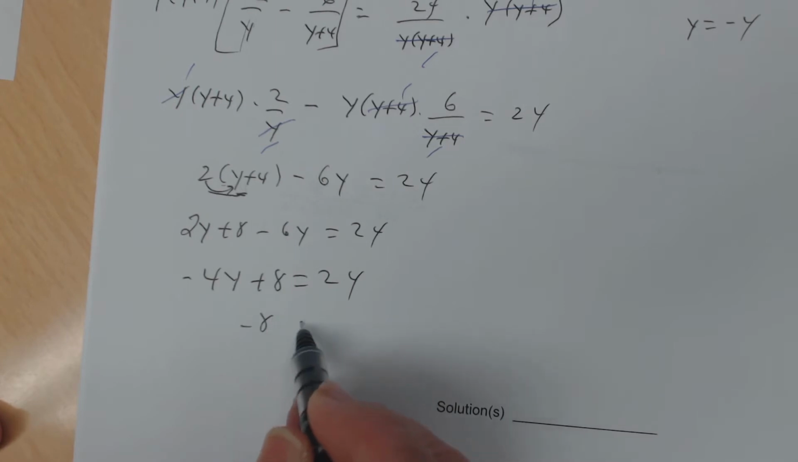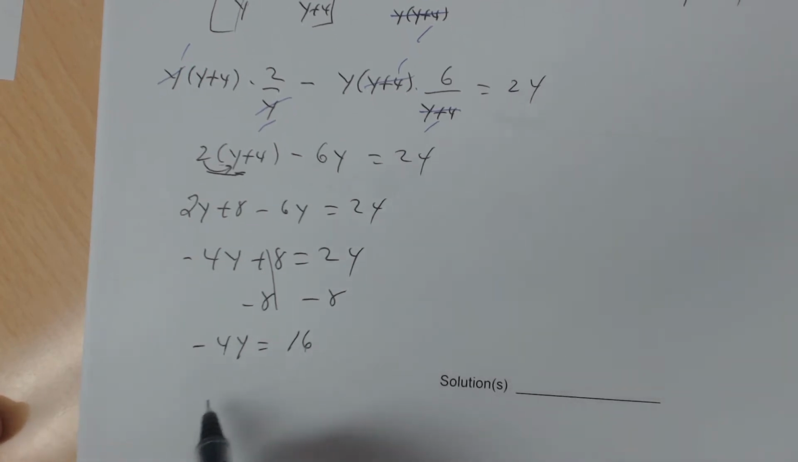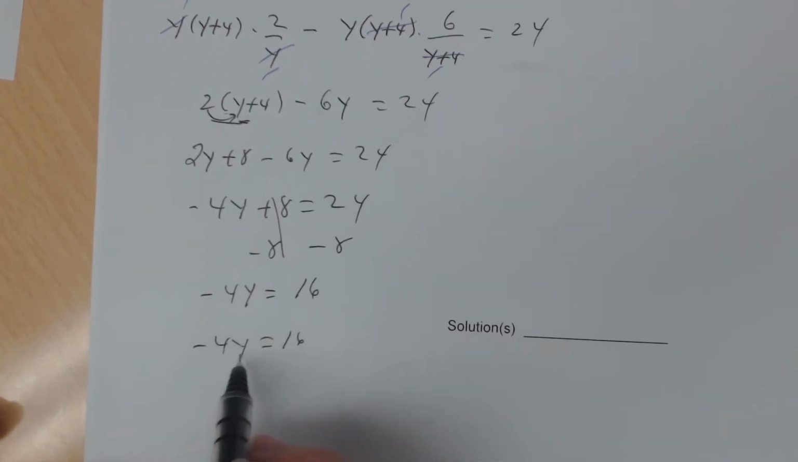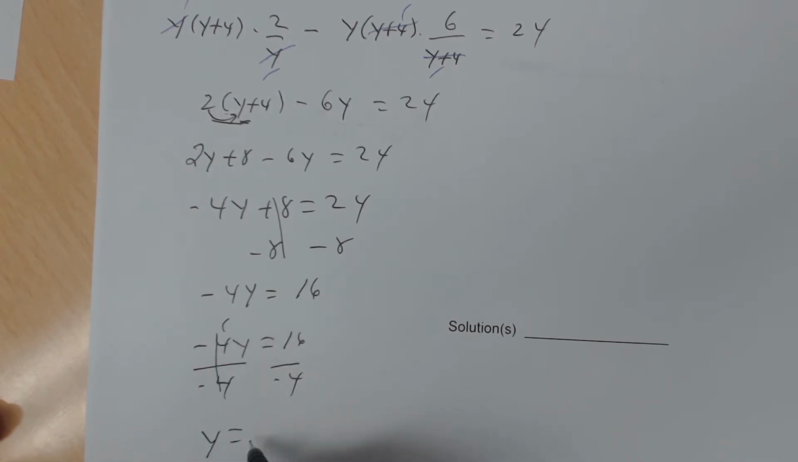So I'm going to subtract 8, and so I get negative 4y equals 16. Dividing, okay, so remember I'm trying to get y by itself. Right now I'm multiplying by negative 4. The opposite of multiplying by negative 4 is to divide by negative 4. And so negative 4 divided by negative 4 is 1. 1 times y is y, so I get y to be negative 4.